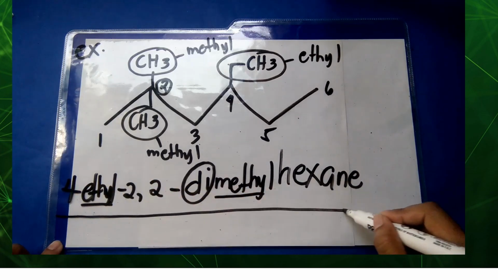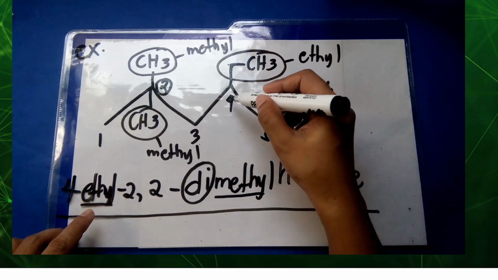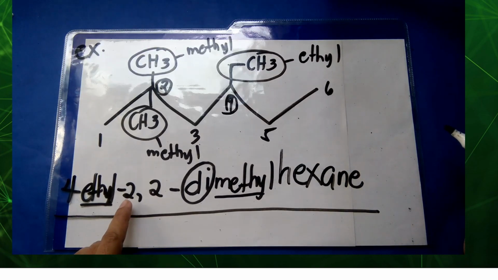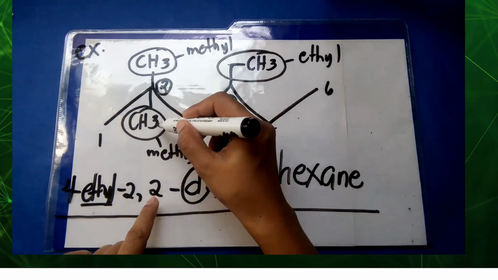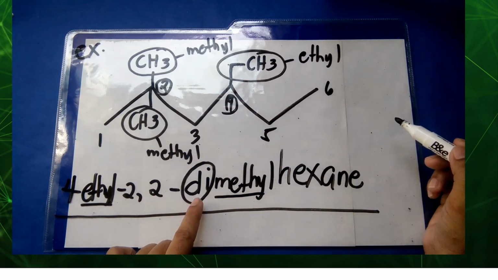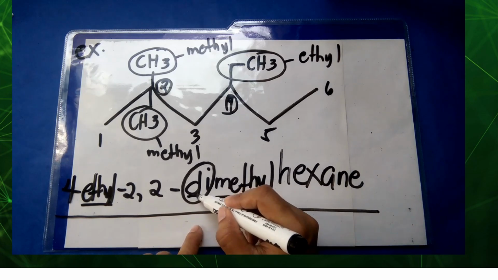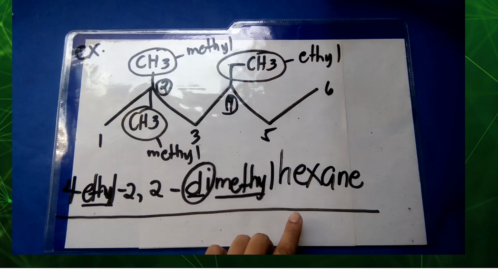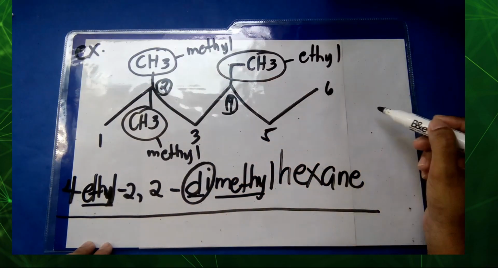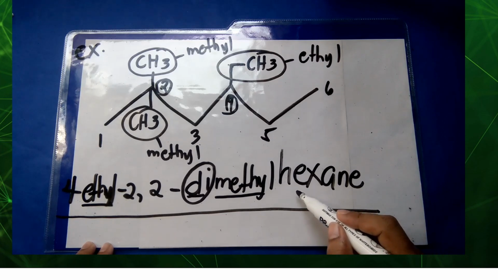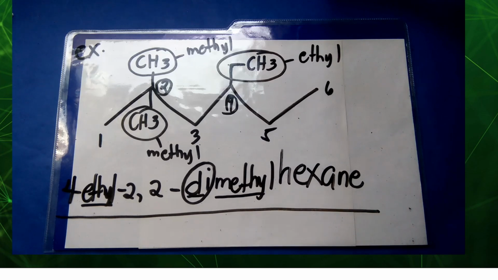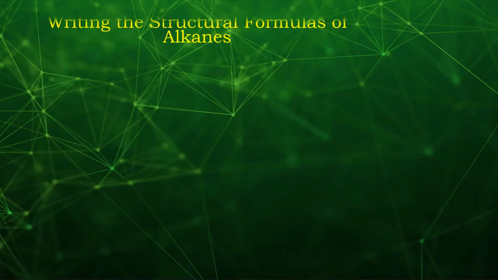Okay? So, the name of that structure is 4-ethyl because there is an ethyl connected to the 4th carbon atom right here. And on the number 2 carbon atom, we have a methyl. Another on carbon number 2, we have another methyl. So, therefore, there are 2 methyls. So, we have the prefix di. And then, the name of the substituent is methyl. And then, the longest chain or the parent chain contains 6 carbon atoms. So, that is a hexane. Okay, so 4-ethyl-2,2-dimethylhexane. So we're done in naming.